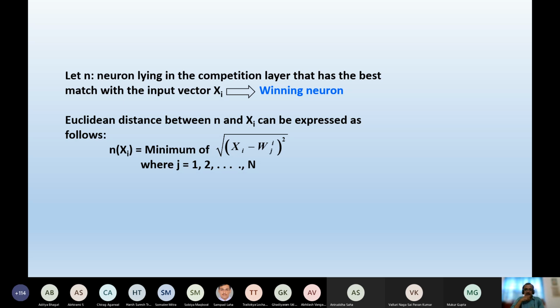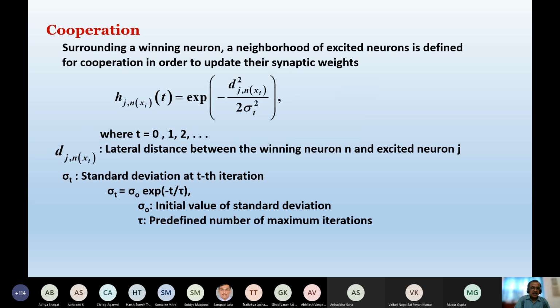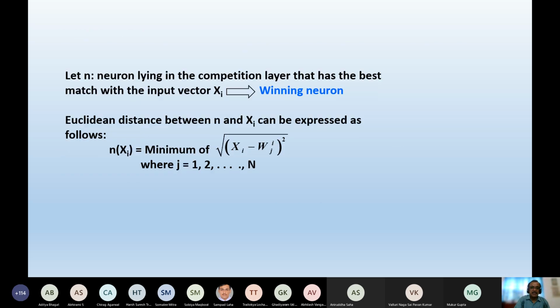I hope I am clear to all of you. Now you compare. Try to find out the connecting weight which is closest to the input neuron I. Okay, how to find out? It is very simple. The connecting weight which is found to be closest to the input point I is denoted by N. That is your small n.